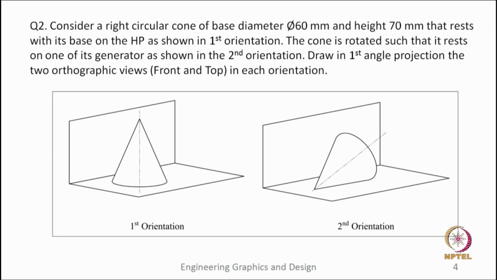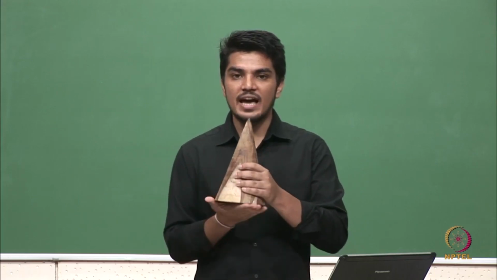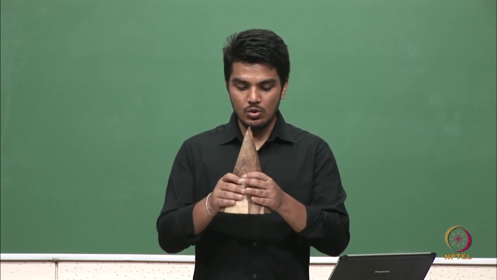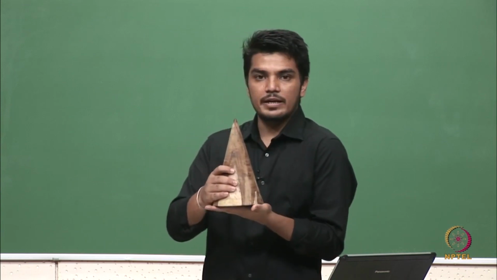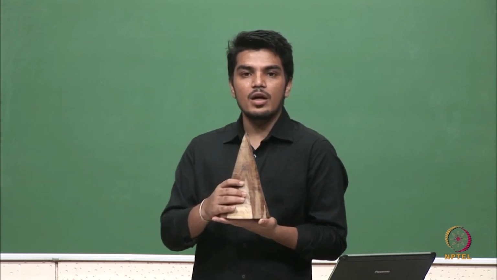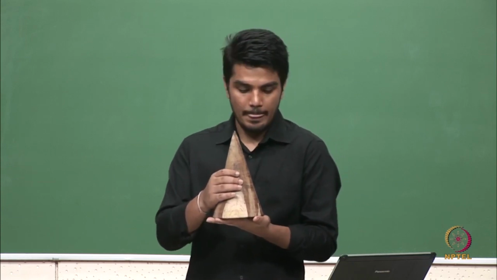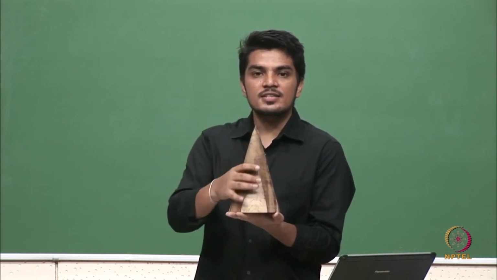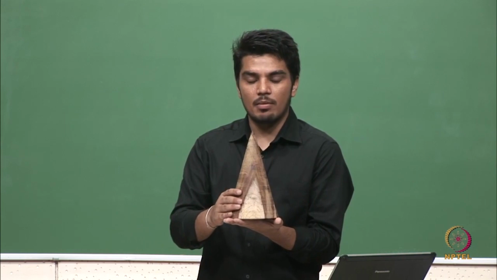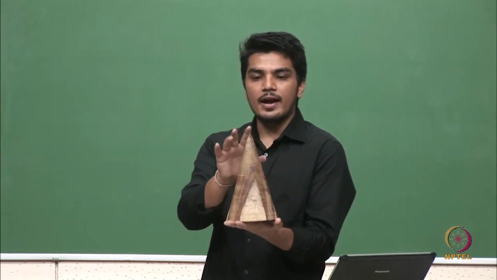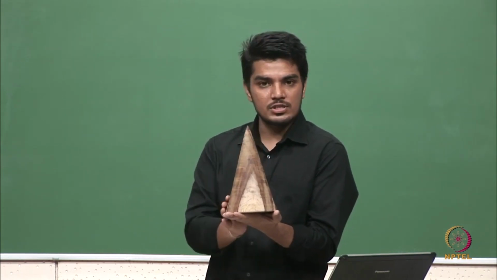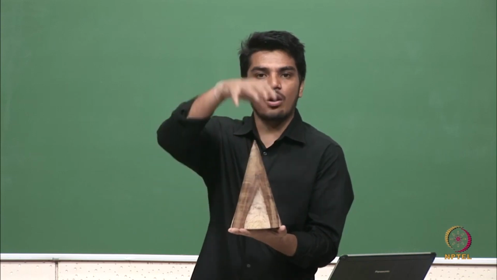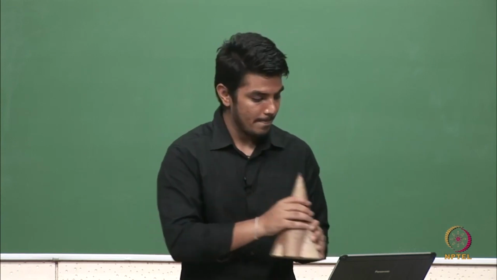In first orientation, we have a cone of base diameter 60 mm and height of this cone is 70 mm. So, this cone is resting on horizontal plane. So, the distance between horizontal plane and the base of this cone is 0. Now, on seeing from top, what we can see is a circle of diameter 60 mm, and on seeing from front we can get a triangle having base of 60 mm and the height of 70 mm. So, let us draw it. We will first draw the top view followed by the front view.